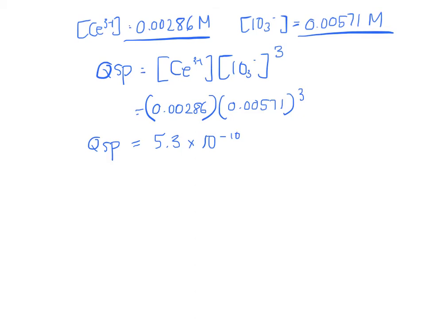So let's compare our QSP with our given KSP. If we go back and look, I think our KSP value was given to us as 1.9 times 10 to the negative 10. So KSP is smaller than QSP, therefore the reaction will run to the left. And if we look at our original equation, that means that solid will form.